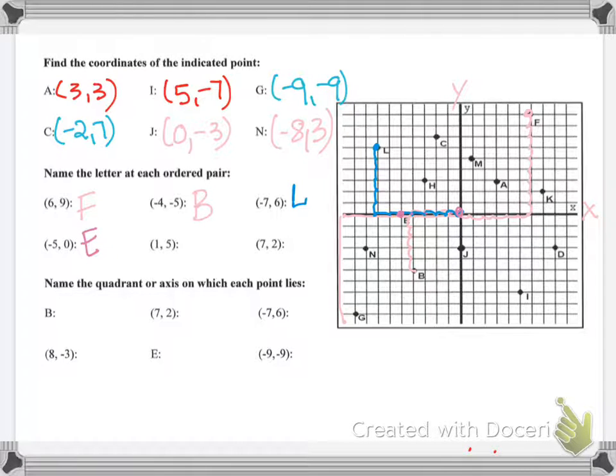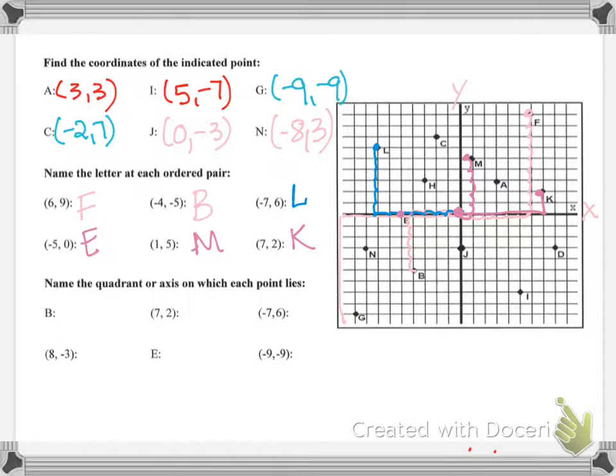1, 5, starting at the origin, we're going across 1 and then up 5. You guessed it, that's point M. And how about 7, 2? Ordered pair 7, 2 has us go across 7 and up 2, and we land on point K.